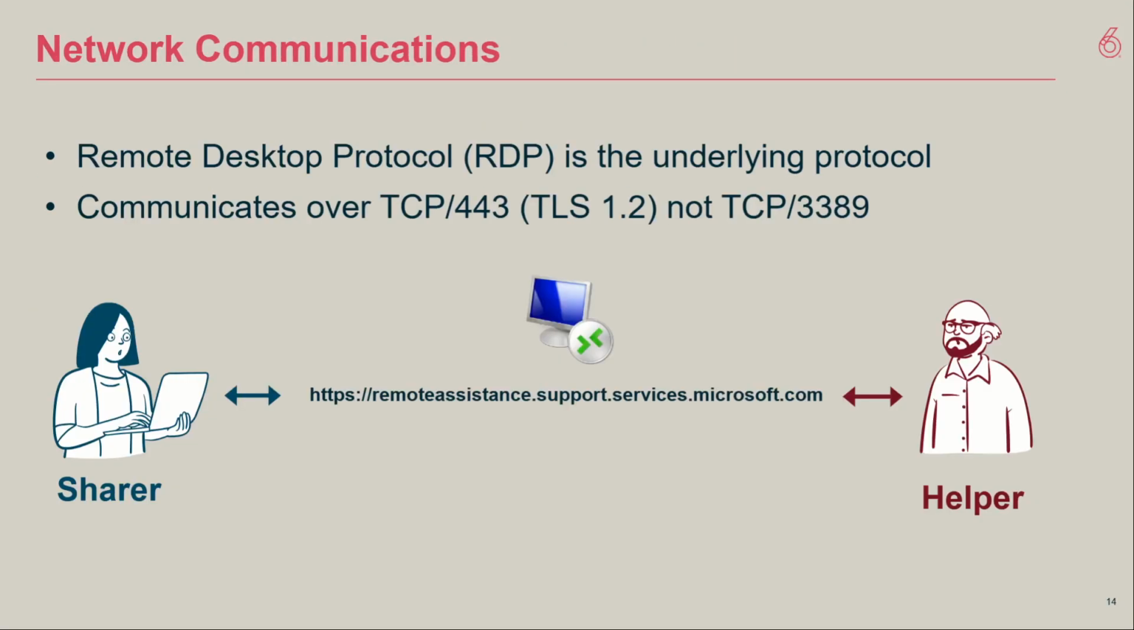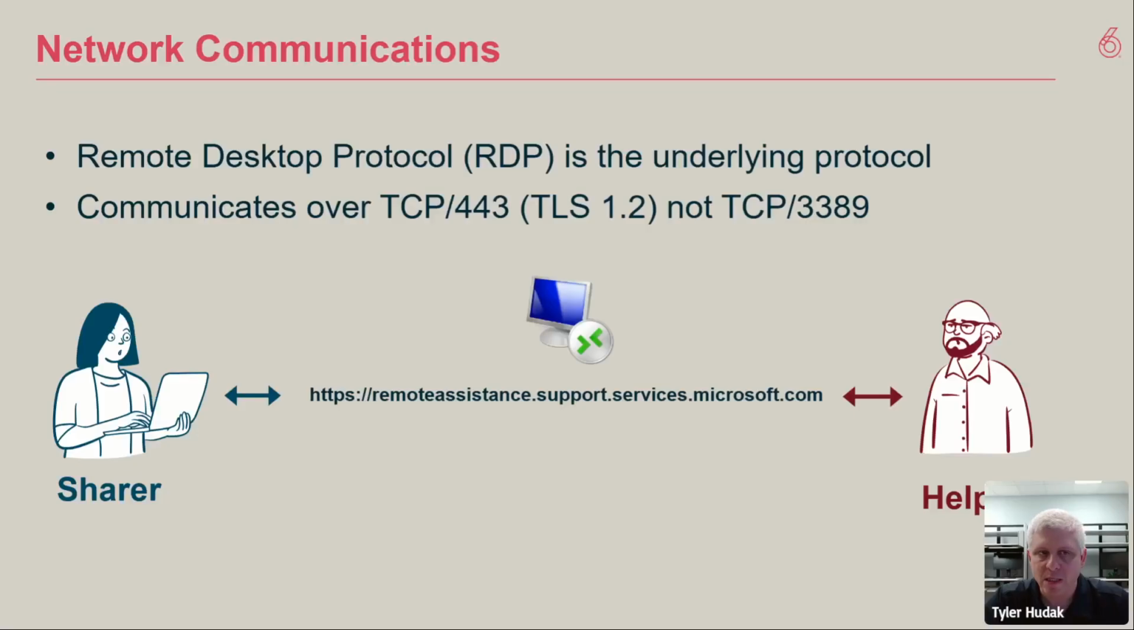All right. What about network communications? So the network communications that occur in a Quick Assist session, its underlying protocol is actually RDP, so remote desktop. So when you're in a Quick Assist session, it's essentially a watered down version of RDP, which is kind of interesting, but it does communicate over 443 using TLS 1.2, not the RDP port of 3389.